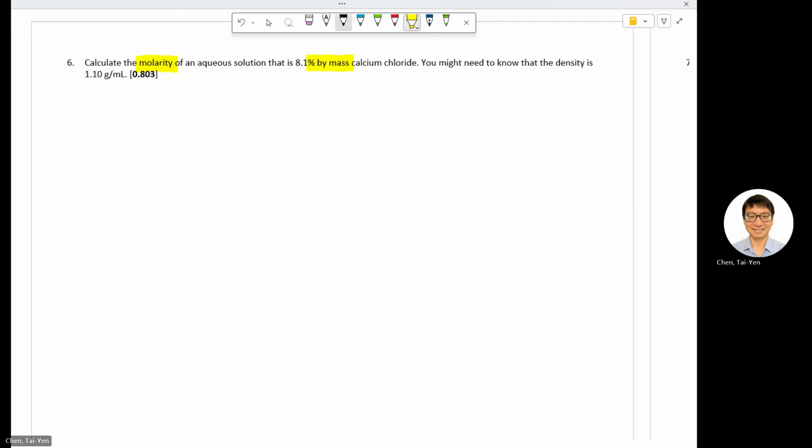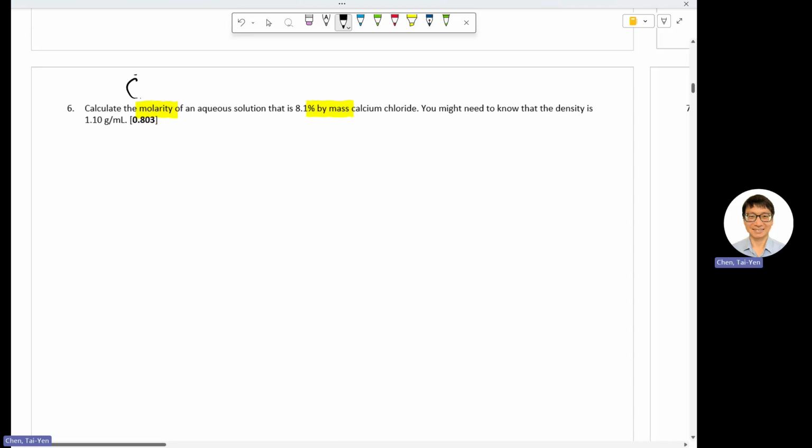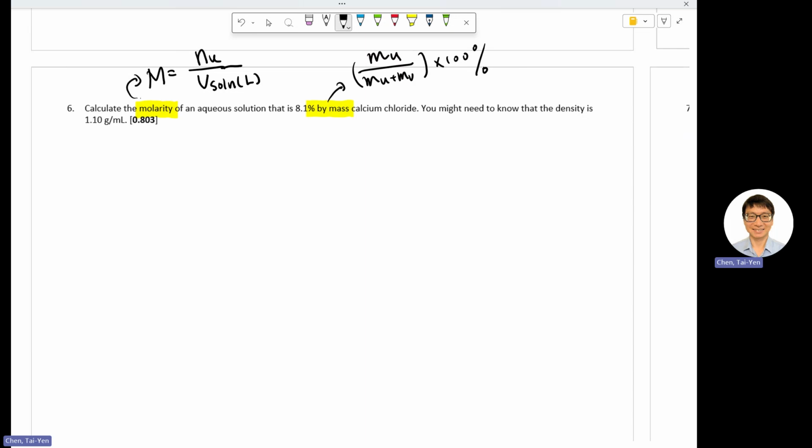So molarity is capital M, right? Moles of your solute divided by the volume of your solution in liters, right? Mass percent is mass of your solute divided by the mass sum of your solute and solvent times 100%, right? So those are the two equations that you will need to use. Okay.